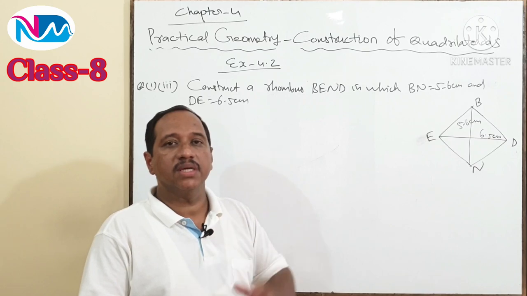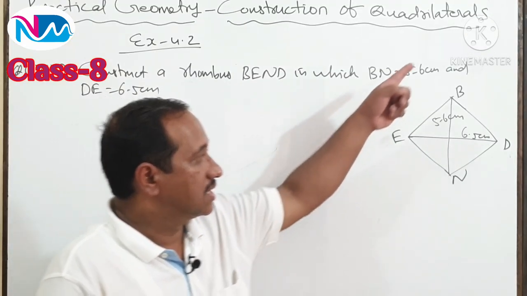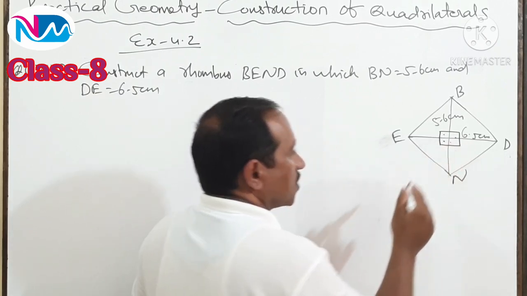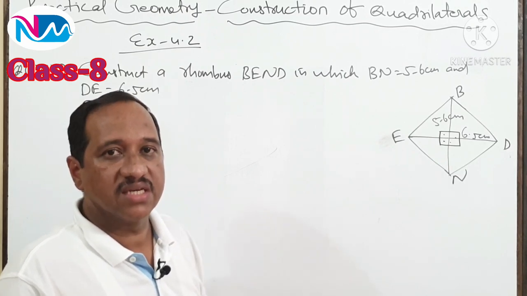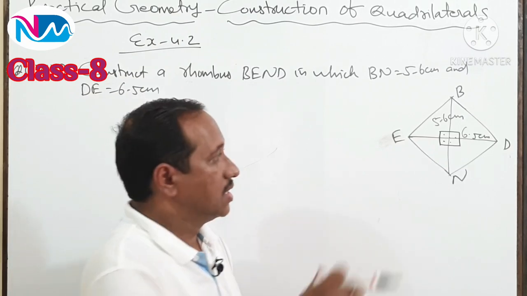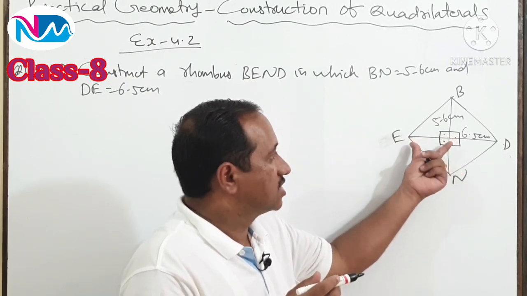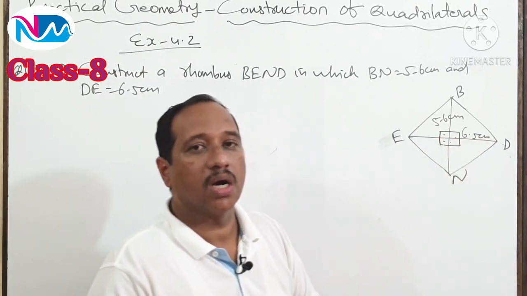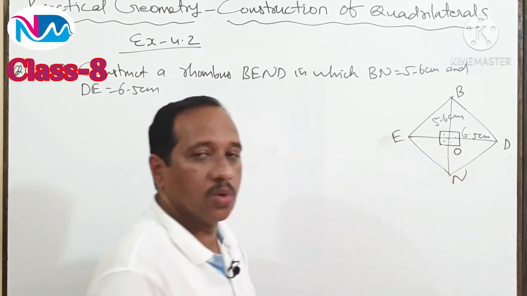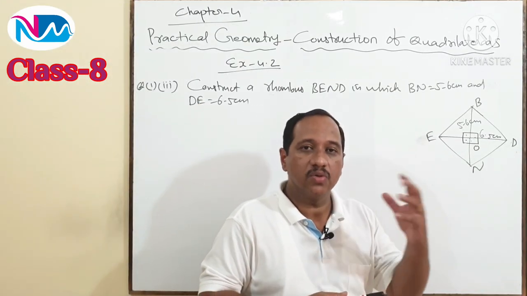Here we will use an important property of the rhombus, that is, the diagonals of a rhombus bisect each other at right angles. That means the diagonals BN and DE will intersect at a point making four right angles. Also, they will bisect each other. Bisection means divides into two equal halves. That means the diagonal DE will be divided into two equal halves at this point, that is, this will be half of DE and this will also be half of DE. Similarly, if this point is called O, the diagonal BN also will be bisected at the point O. So this construction can be done by using diagonals only.